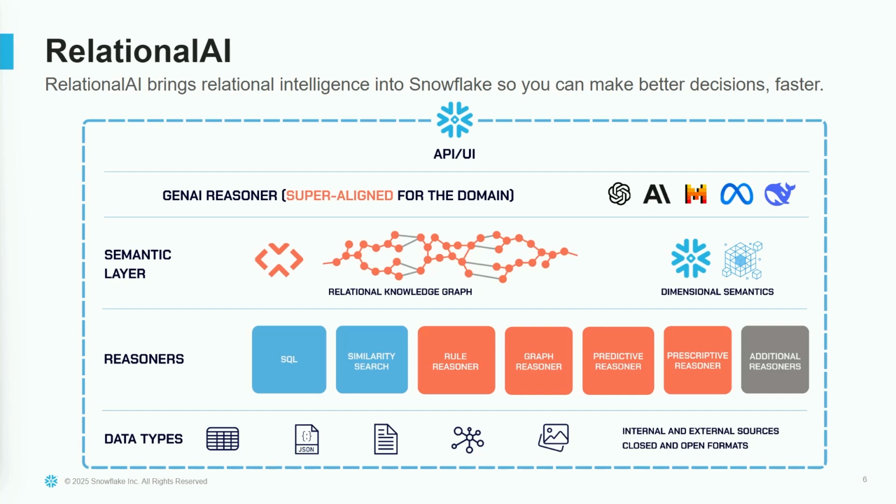All right, so let's look at the diagram. Let's start at the bottom. You have your data that is in Snowflake, and it's important to understand RelationalAI ships as a native app that runs in your Snowflake account. There's no data movement involved. There's no exfiltrating data into some other system. Moving up one layer, we have the reasoners. We support Snowflake's reasoners, the ones in blue, the Snowflake SQL engine. We support vector similarity search.